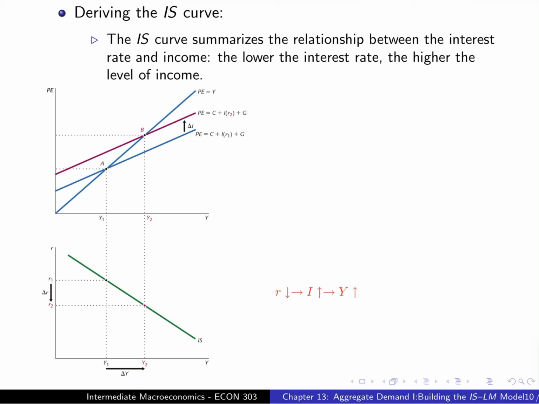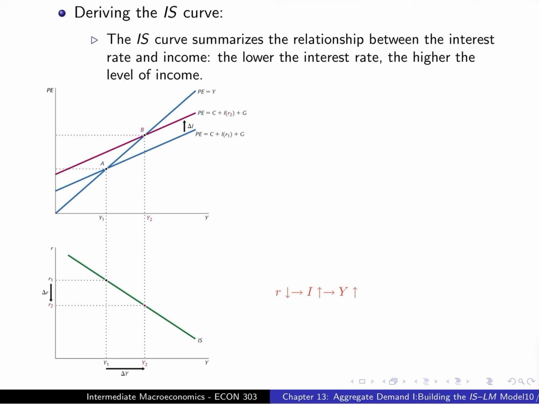In the bottom graph, we plot this result as one point on the IS curve. At R2, the new equilibrium output is Y2. Repeating this process for different interest rates gives us the full downward sloping IS curve.